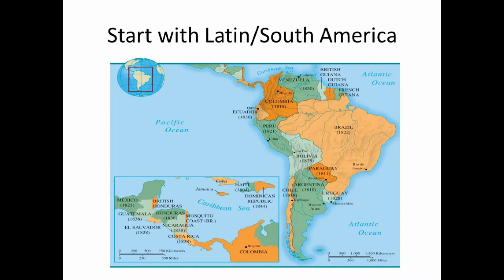We will start this section with Latin and South America, and I need to say a little bit about these terms. Latin America generally is understood to mean the Spanish-speaking countries of the Americas, and this would include places like Mexico, Venezuela, Honduras, Argentina. Sometimes, though, that's understood not to include Brazil because that is primarily a Portuguese-speaking country.